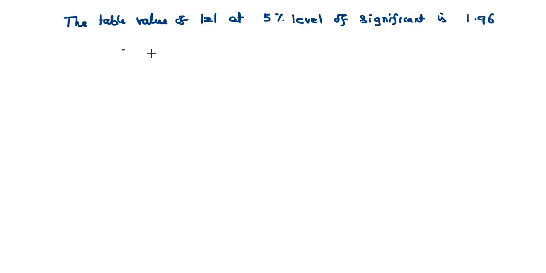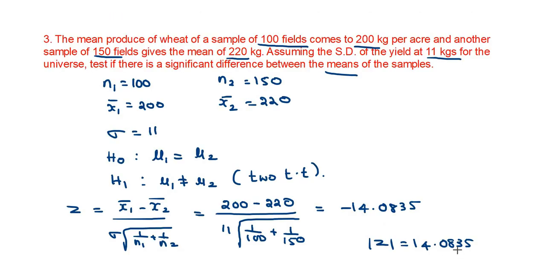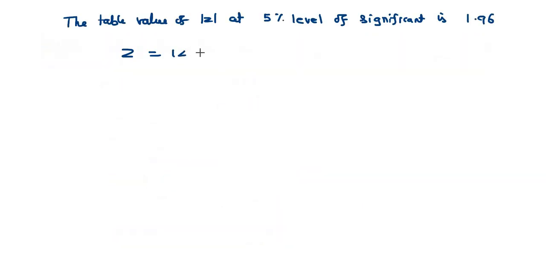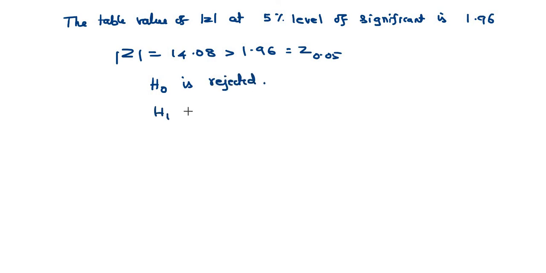1.96. So the calculated value mod Z is 14.08, which is greater than 1.96, the table value. Therefore, for two-tailed test, if you have greater than, then H0 is rejected. Then H1 is accepted. So what is the conclusion? There is a significant difference between the means of the samples.